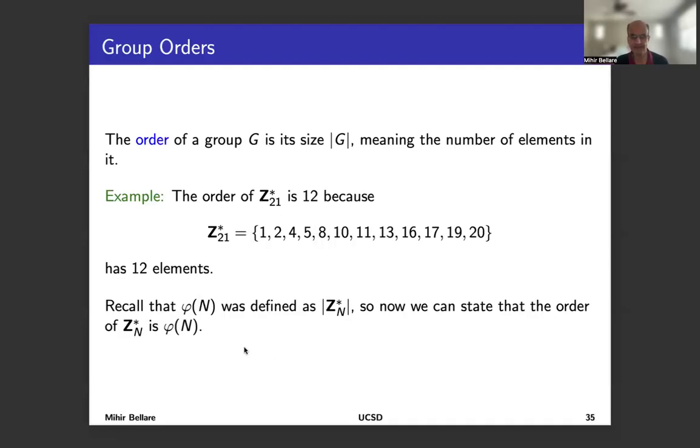Another way of saying that is that phi of 21 is 12. Why is that? Because phi of n was defined as the size of Zn star. And putting that in yet another way, we've determined that this phi of n is the order of Zn star. So now these two become synonymous.